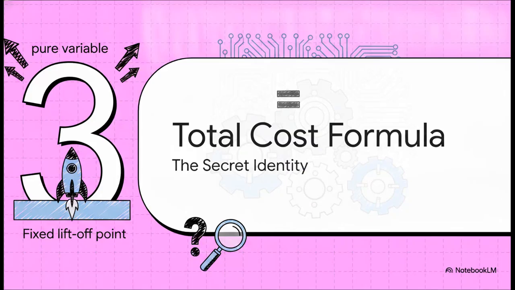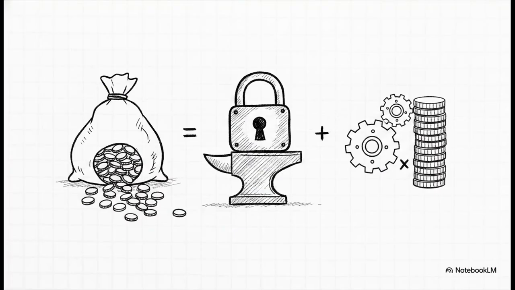Which brings us to Section 3, the formula for total cost, or the secret identity. When we take these two real-world concepts, the pure variable and that fixed liftoff point, and mash them together, we reveal a master formula. Total cost equals the fixed cost plus the rate multiplied by the number of units.